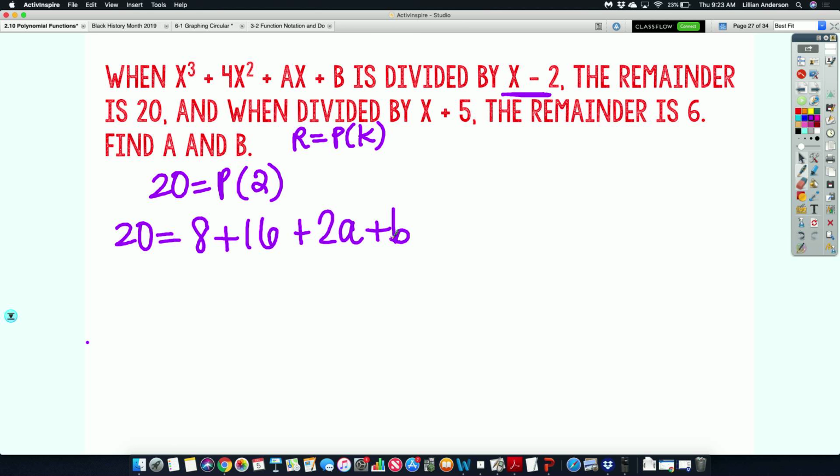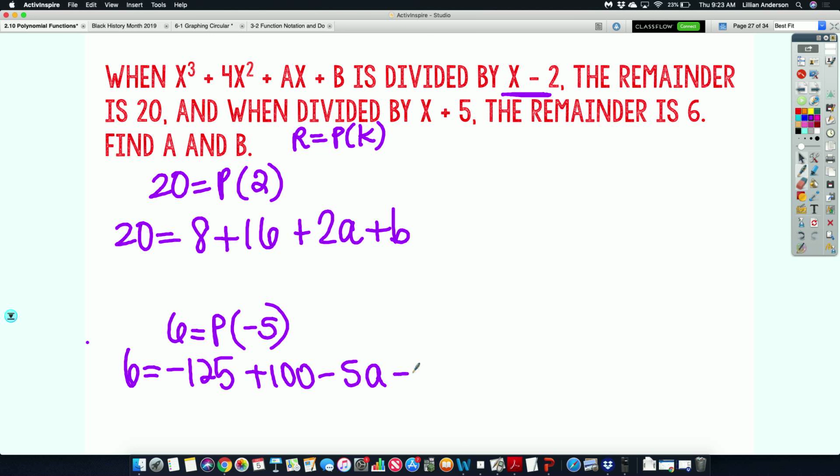Following a similar pattern, let me read this all the way through again. It will be 6 is equal to p of negative 5. Again, I apologize. So then that'll be 6 is equal to, what's negative 5 to the third power? Negative 125. And then what about 4 times negative 5 to the second power? What is that? Positive. Minus 5a plus b.